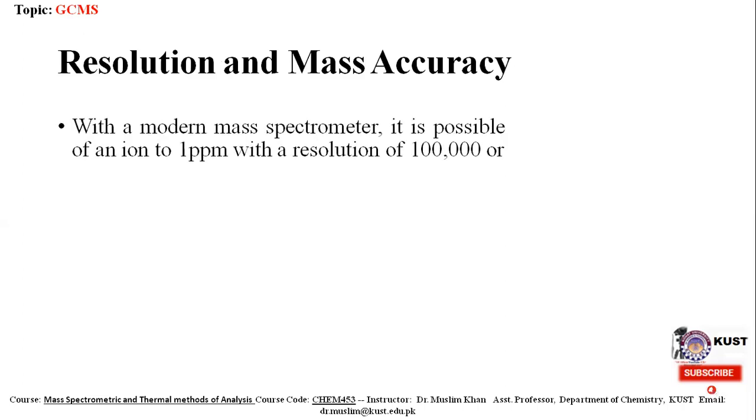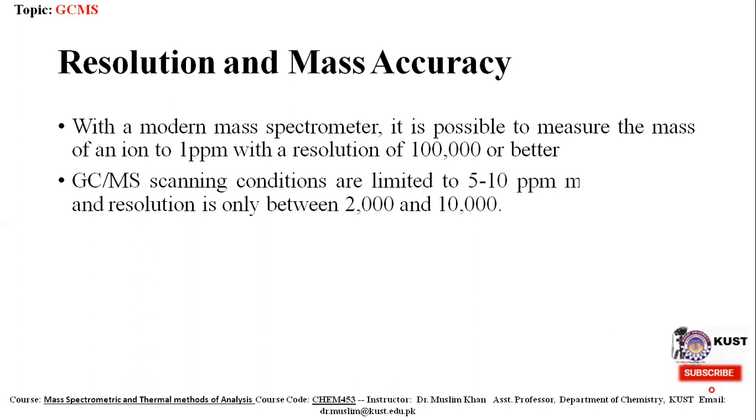With a modern mass spectrometer, it is possible to measure the mass of an ion to 1 ppm, 1 part per million, with a resolution of 100,000 or better. GCMS scanning conditions are limited to 5 to 10 ppm mass accuracy, and resolution is only between 2000 and 10,000.